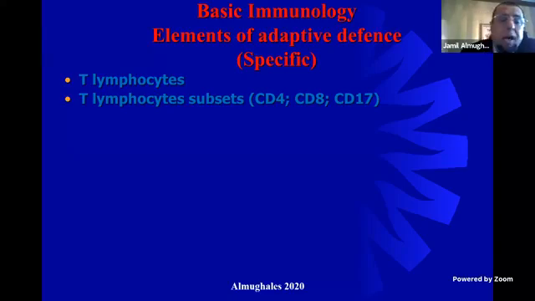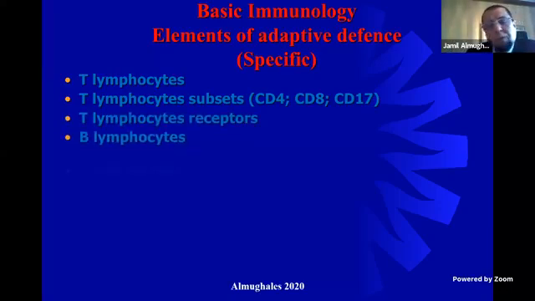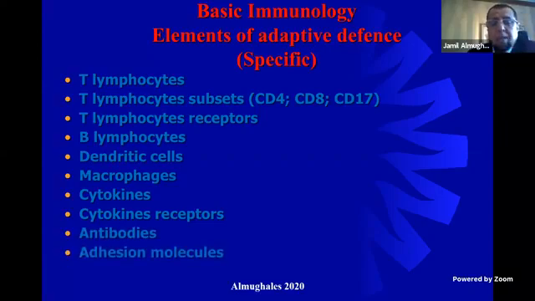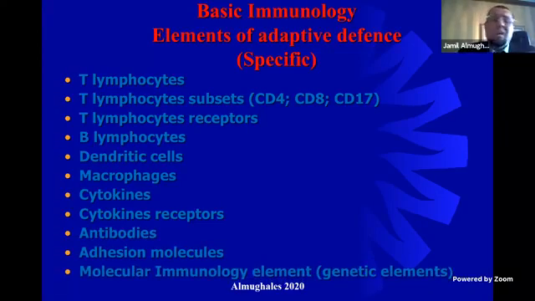rely on T lymphocytes, T lymphocyte subsets, T lymphocyte receptors, B lymphocyte receptors, dendritic cells, macrophages, cytokines, antibodies, adhesion molecules, and also genetics. So we have a complicated system of millions of cells: T, B, dendritic cells, macrophages, cytokines, okay? Cytokines are a big network in our body that make the signals and the growth of the immune system.